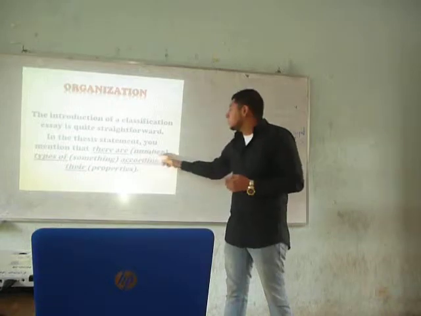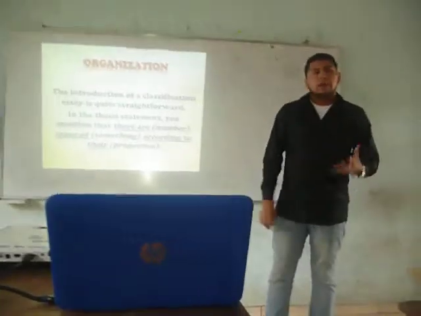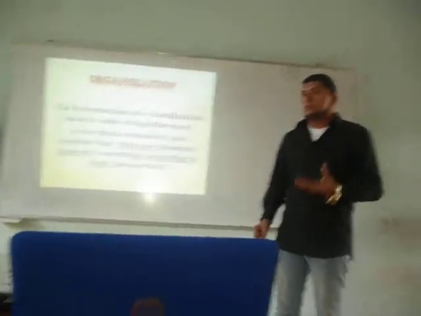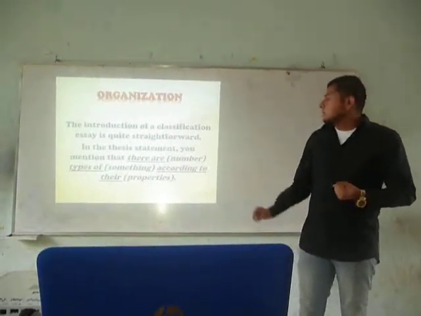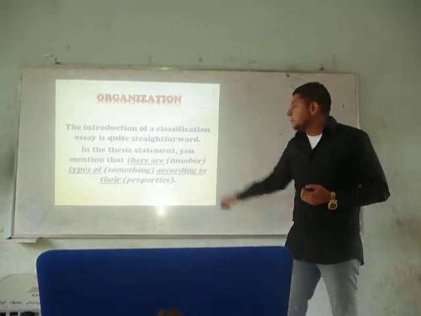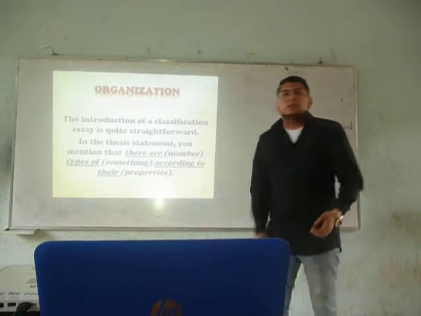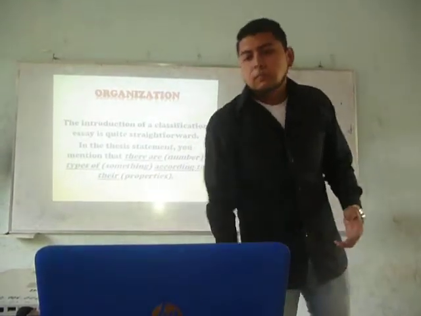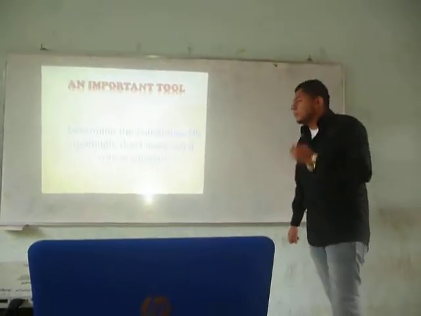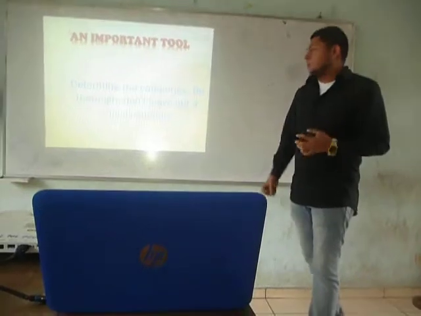Now that you include the number, you have to put the name. This is a formula. Every thesis statement in a classification essay must start in this way, because here you are listing the number, the type of classification, and the properties or the features that are going to be included. An important tool: you have to determine the categories. Be true. Don't leave out a critical category.